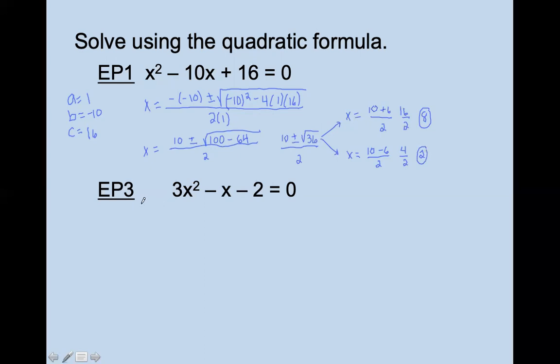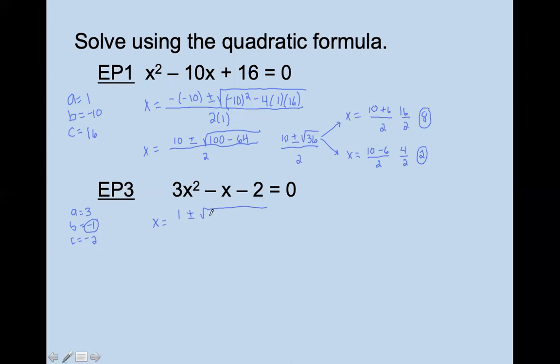All right, let's look at extra practice number 3. Again, I'm going to identify A, B, and C first. So my A in this case is 3. My B is -1. And my C is -2. All right, I'm going to put those into the quadratic formula. So x is equal to, I'm going to save myself a little bit of work here. When I do negative b, it's already negative. So a negative b is going to be a positive 1, right? Negative b is 1, plus or minus the square root.